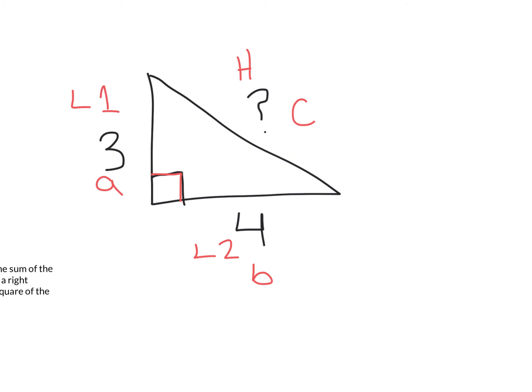Well, we remember that the Pythagorean theorem is A squared plus B squared is equal to C squared. So we could put in 3 for A, and 4 for B. And so we could say that 3 squared plus 4 squared is equal to C squared. Well, now we're going to solve this equation, 3 squared plus 4 squared equals C squared.